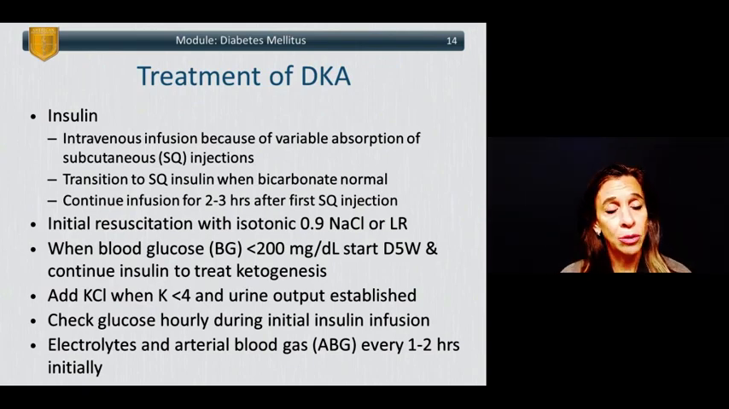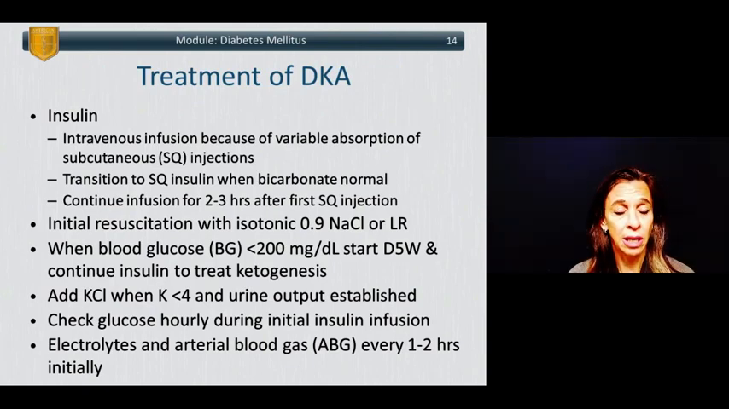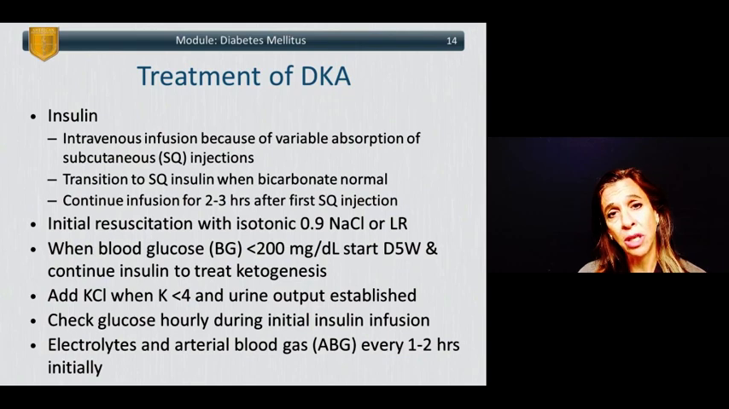Well, the absolute treatment requires the administration of insulin. Again, intravenous insulin is much more predictable because there is variable absorption from sub-Q injections in patients who have hypotension and dehydration. One can transition to sub-Q insulin when the bicarbonate level becomes normal. Typically, you continue the infusion for about 2 to 3 hours after the subcutaneous injection of insulin to allow for the absorption delay. The initial resuscitation is with isotonic 0.9% sodium chloride or lactated Ringer's.